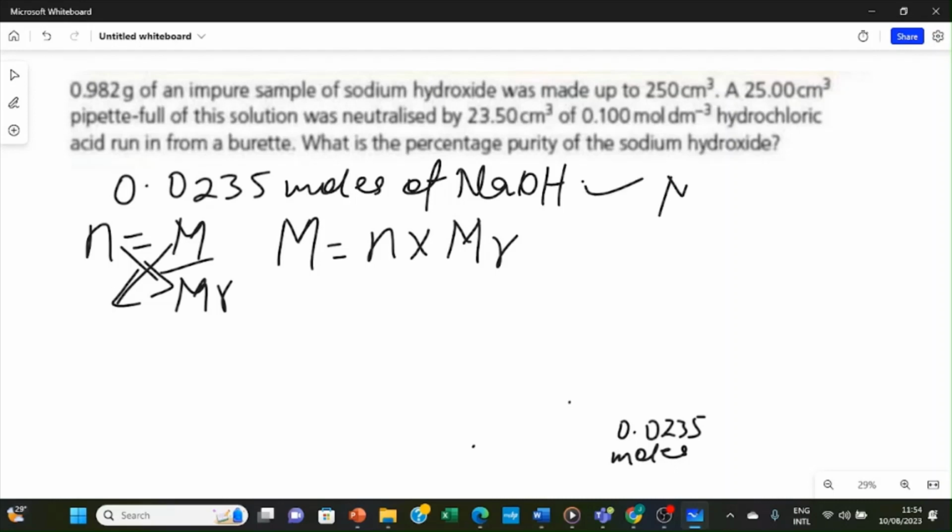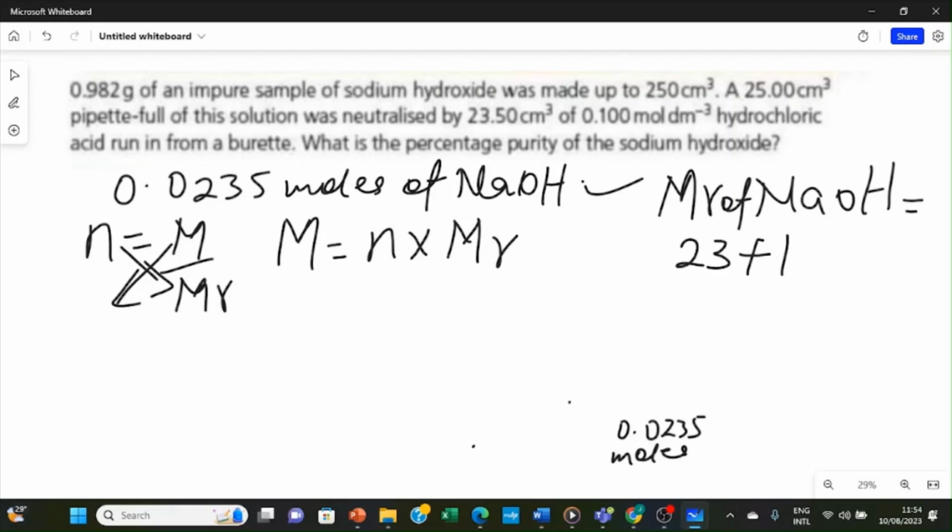Let's get the molar mass of sodium hydroxide. That is the mass of 1 mole of sodium hydroxide. Sodium is 23, oxygen is 16, hydrogen is 1. So the molar mass is 23 plus 16 plus 1, which is 40 gram per mole.